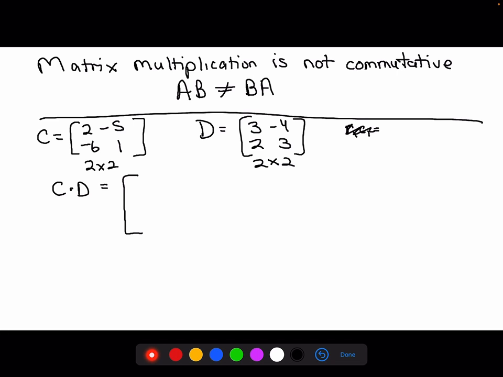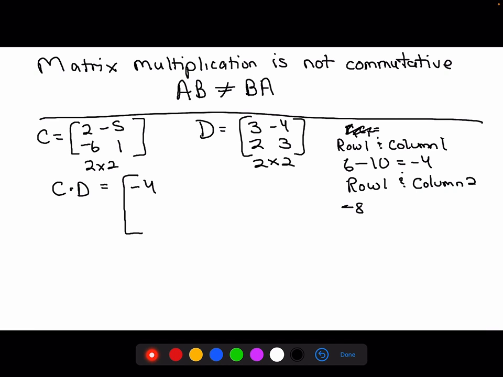Well, I shouldn't say it like that, but you have to do row 1 and column 1. You have to multiply and add. So you're going to have 6 and minus 10, so that's going to be negative 4. Then you have row 1 and column 2. So that's going to be negative 8 minus 15, so it's negative 23.